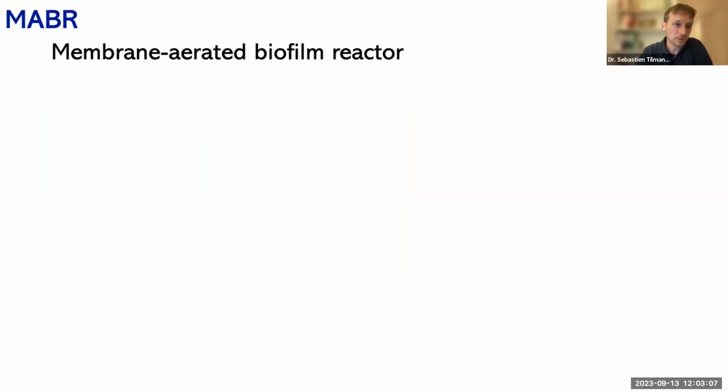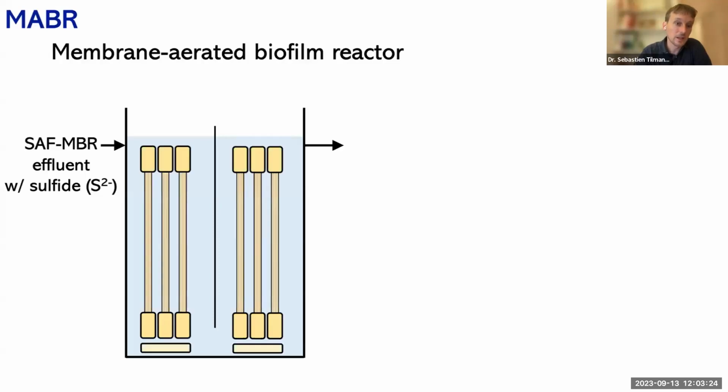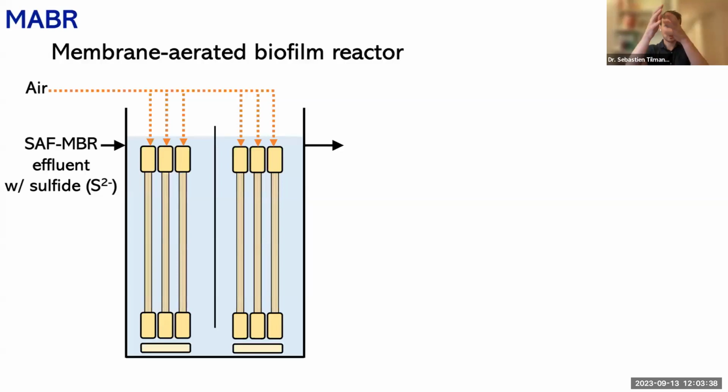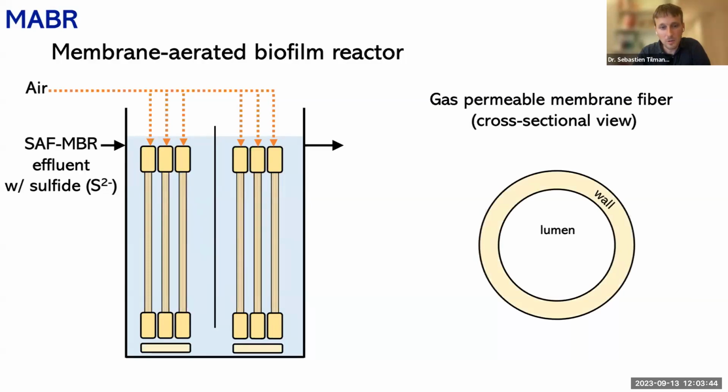How does an MABR, a membrane aerated biofilm reactor, work? We've got the system that we've been demonstrating or testing at SVCW. We have water from the SAF-MBR coming in with some hydrogen sulfide, S2- as it's listed. We've got the Z-lung MABR membranes inside this tank. Those are air permeable membranes. We pump air into the membranes and that air flows from the inside out into the water. As you look at a cross section of that membrane, you've got air coming in the center, in what's called the lumen.